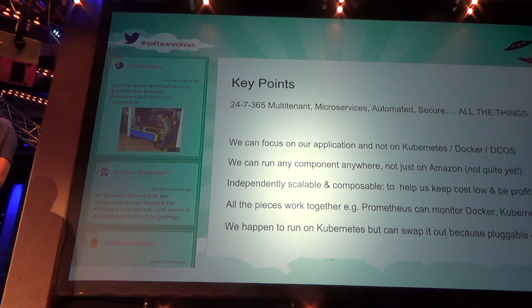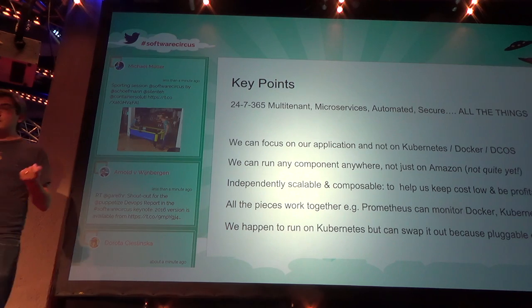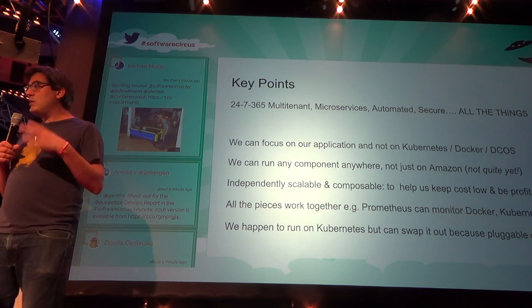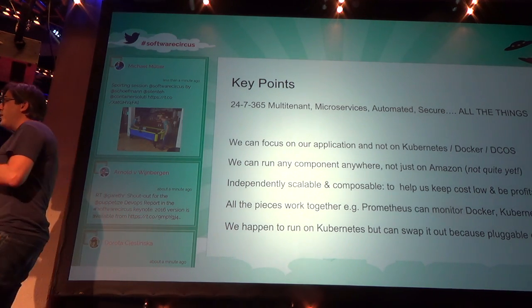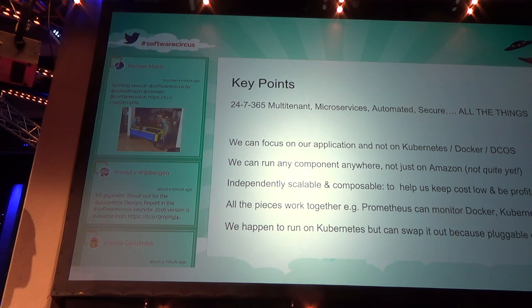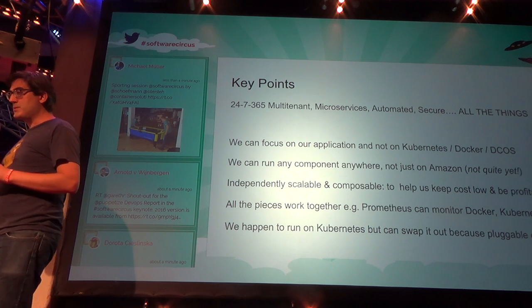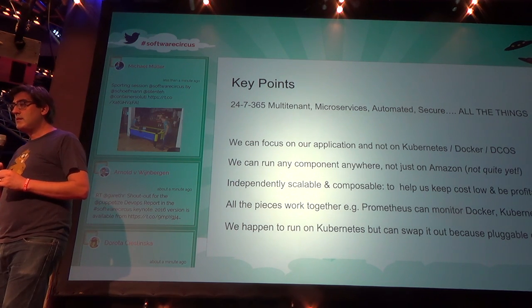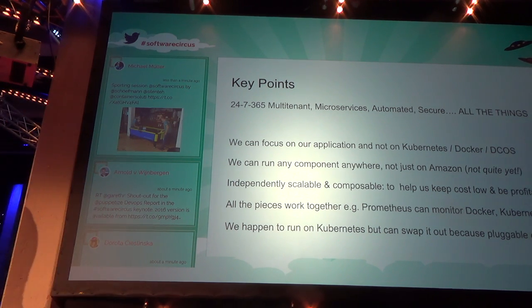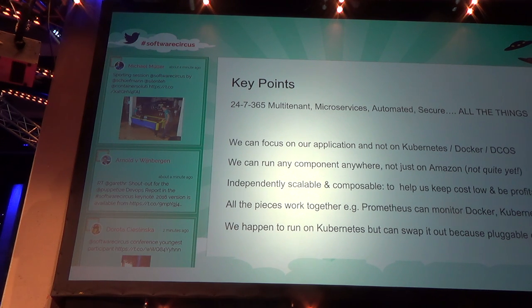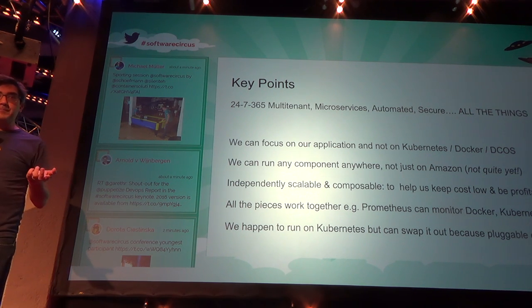And these were our lessons from this, our key points. This is a highly available Netflix-style app, 24/7, does all the things, it's secure, it's automated. And we focus on the application, not on Kubernetes itself. We can run any component anywhere, well, not quite, because there are a few Amazon services we're still tied to. All the pieces work together. The Prometheus piece talks to Docker, it talks to Kubernetes. When we can get rid of Kubernetes, everything is pluggable.